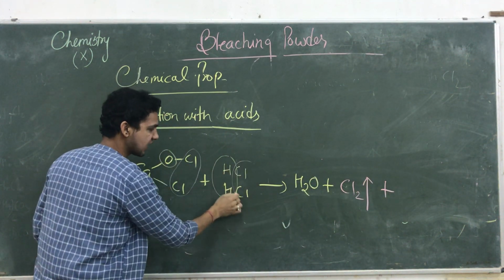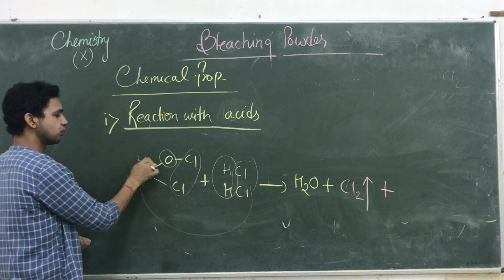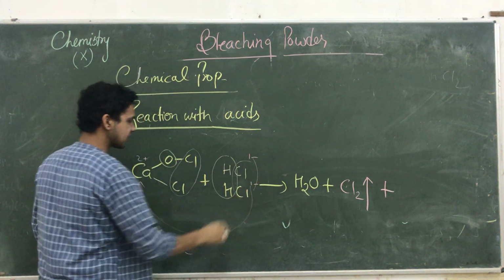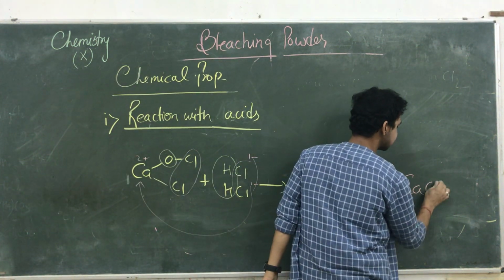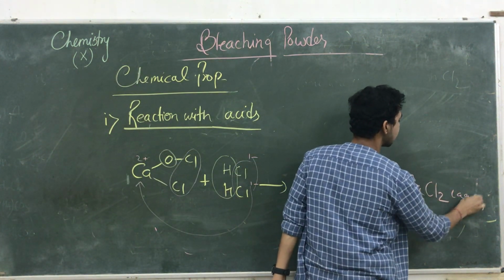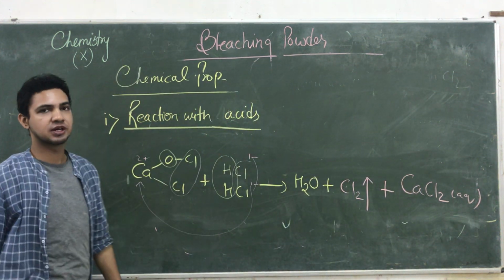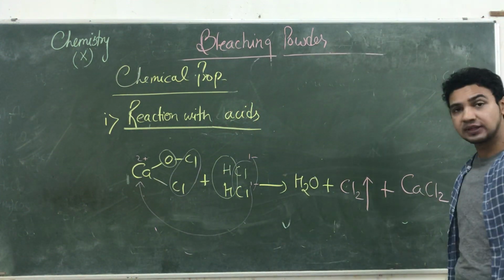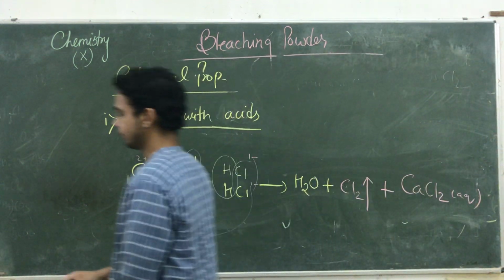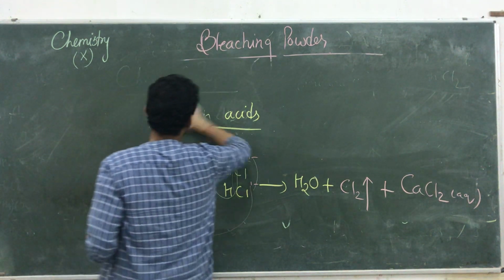How many chlorines are left? 2. These 2 chlorines react with this 2 positive, 1 negative, 1 negative. So Ca reacts with 2 chlorines, giving CaCl2. It always remains in aqueous medium. It has no color. So these are the chemical properties of bleaching powder. Okay, that's all. And the last one is uses. Last heading here, uses of bleaching powder.